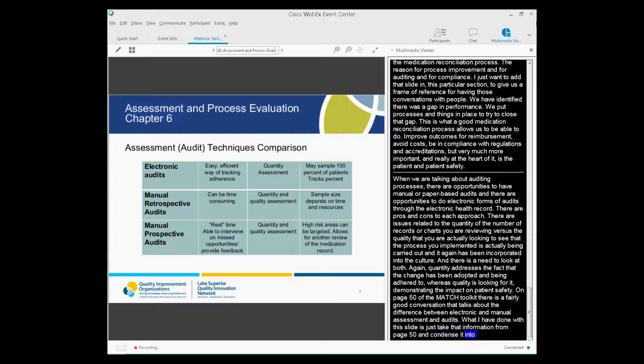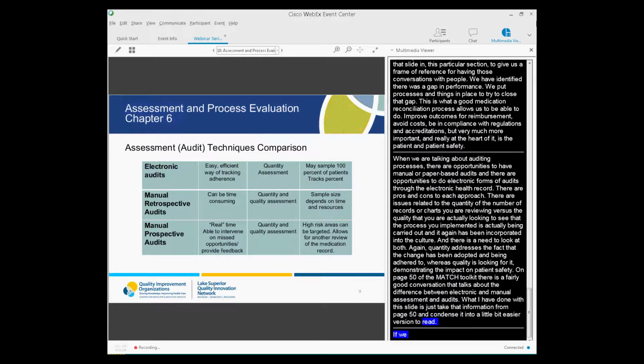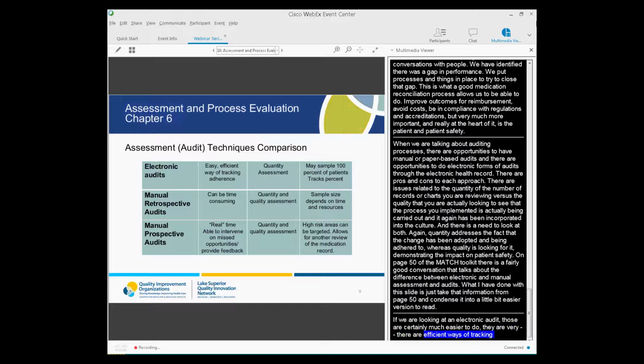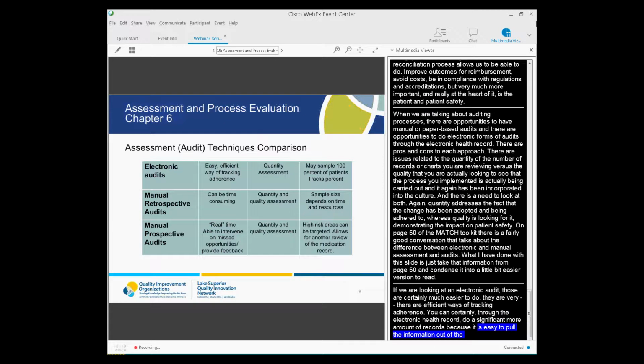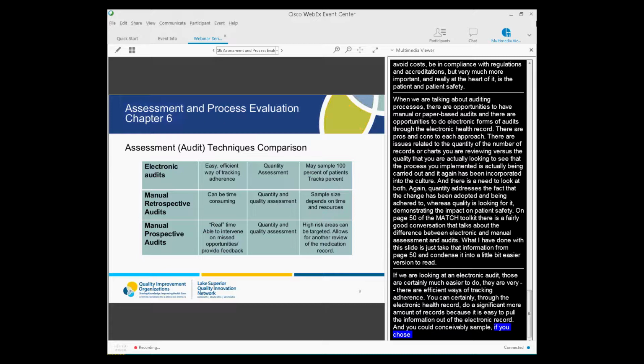So if we're looking at electronic audits, those are certainly much easier to do. They're very efficient ways of tracking adherence. You can certainly, through the electronic health record, review a significantly larger number of records because it's easy to pull the information out of the electronic record. And you could conceivably sample, if you chose to do that and felt it was necessary, 100% of the patients, or 100% of, for example, medication administration records.